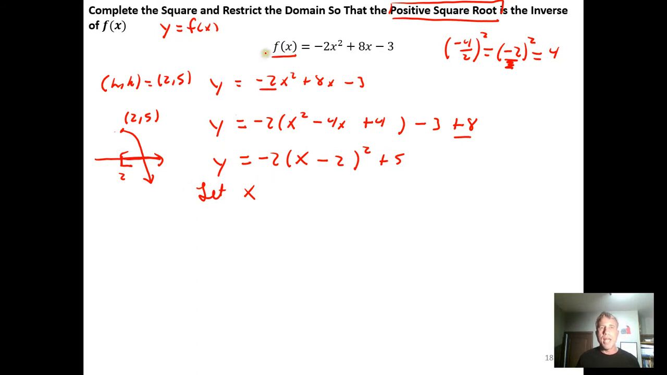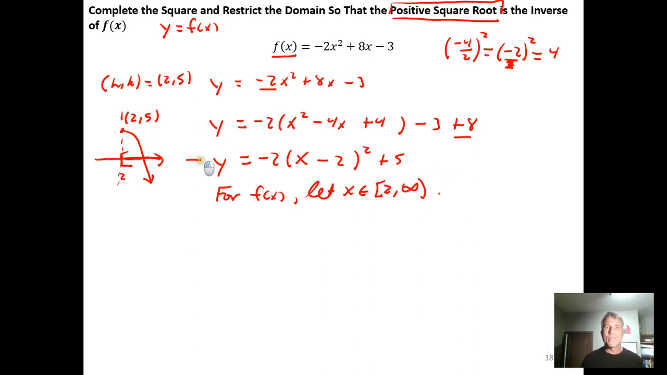We're going to say, hey, let's even be more careful: for f of x, let the input variable x be an element of the interval starting at 2 and going to infinity. So we're only looking at the part of the function that's to the right of that line of symmetry. So if we do that, then we can solve this for x.